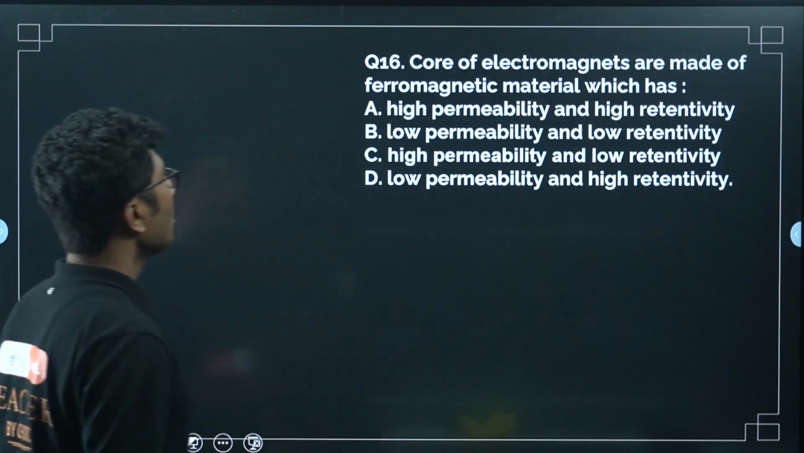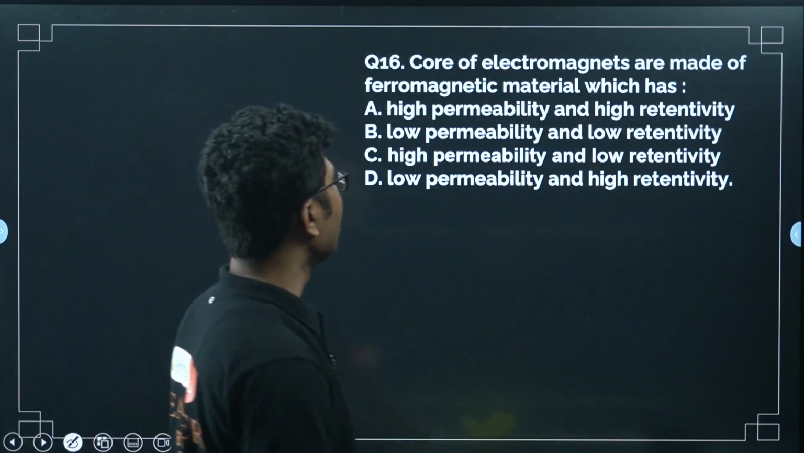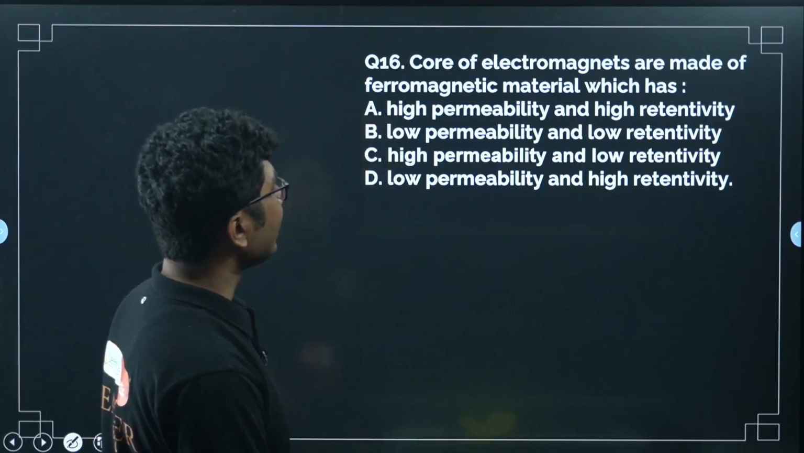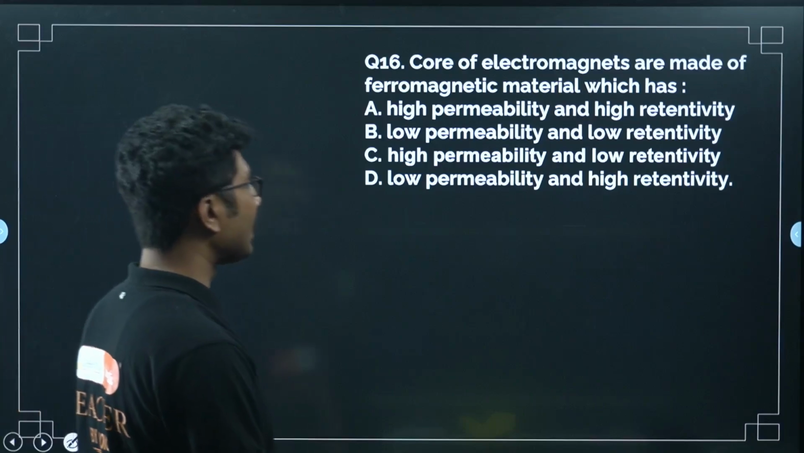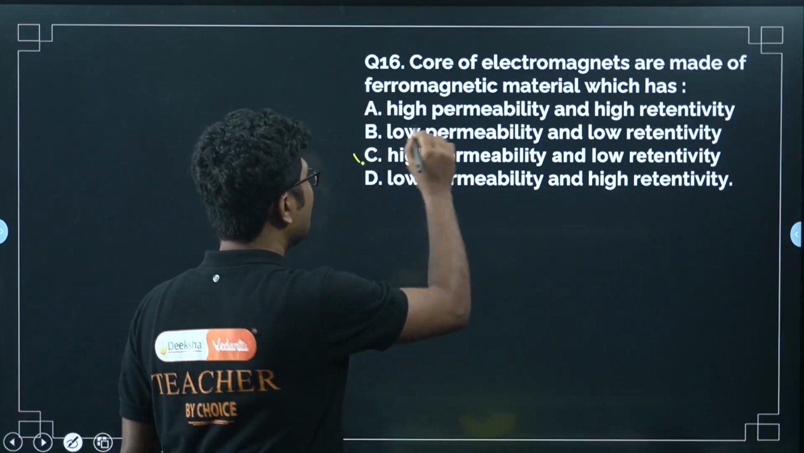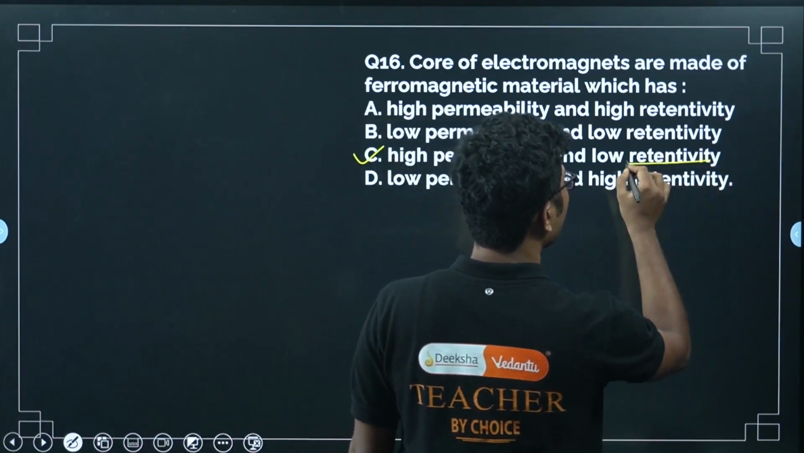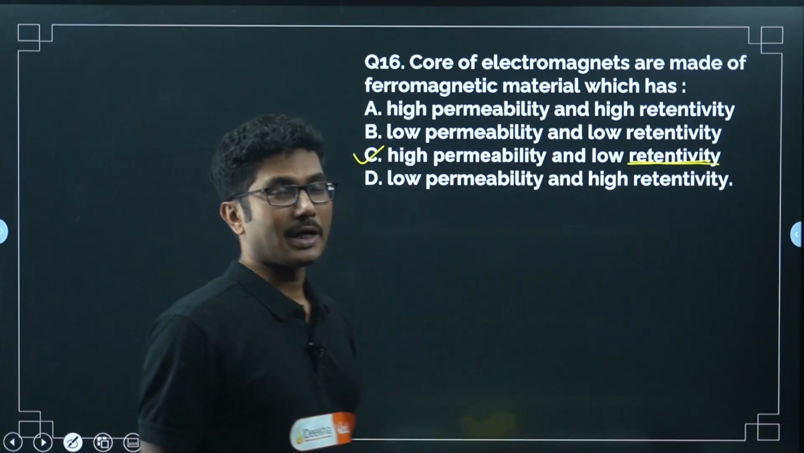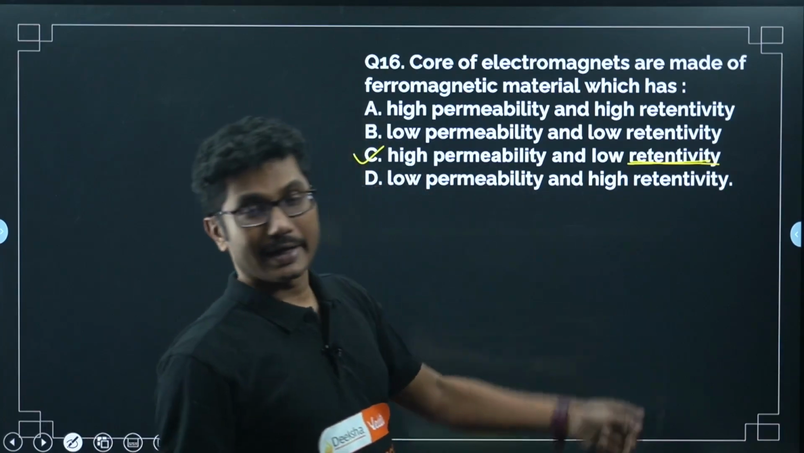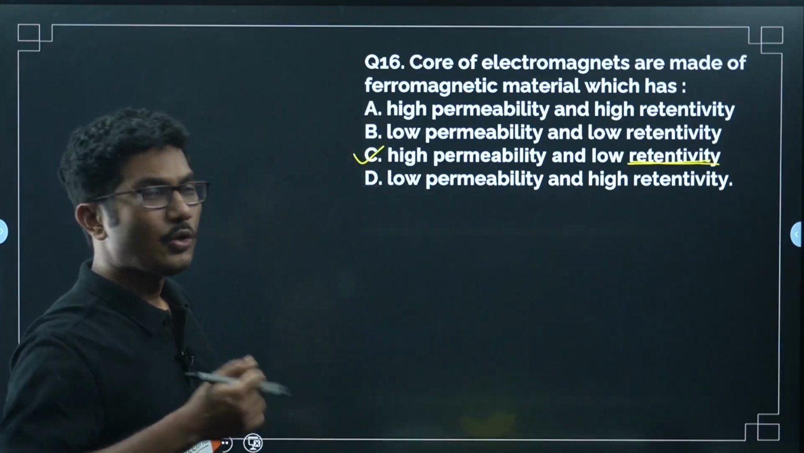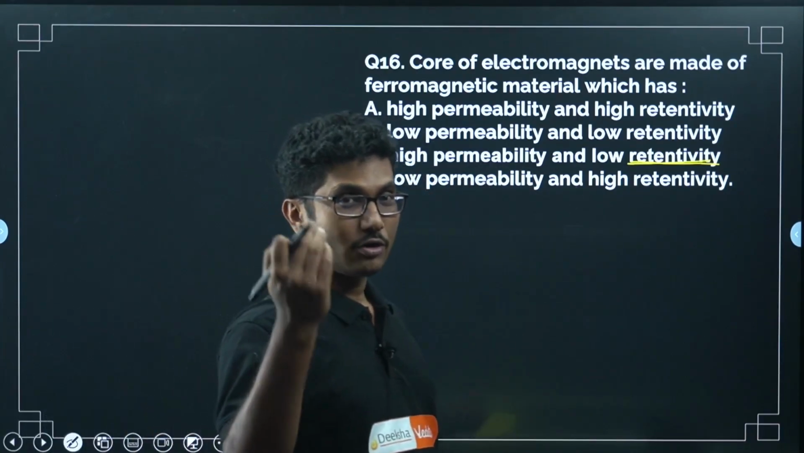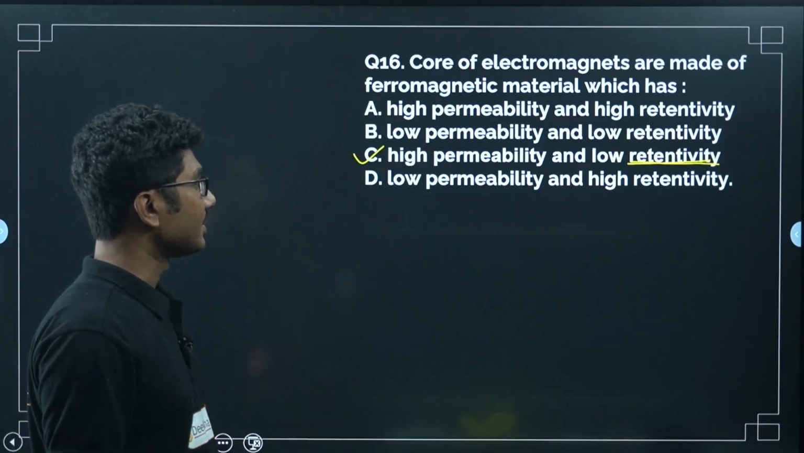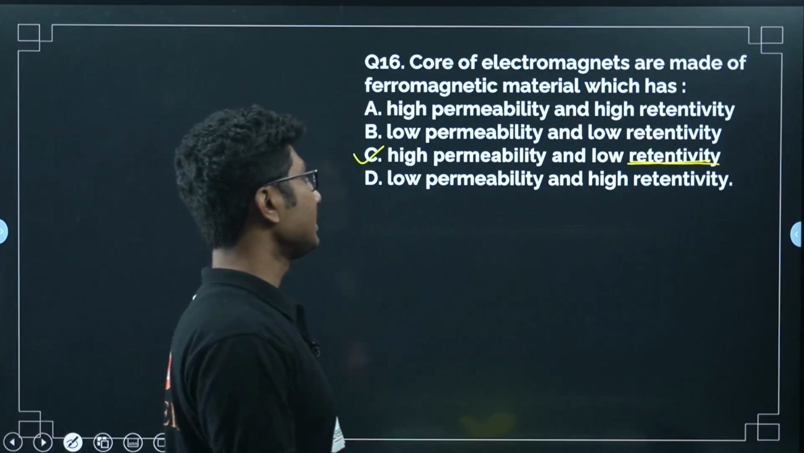Now let's move on. Cores of electromagnets are made up of ferromagnetic material which has high permeability, high retentivity, low permeability, low retentivity, high permeability and low retentivity. This is the answer. This term retentivity, hysteresis etc. is no longer part of the syllabus, but permeability is part of the syllabus. We know that the higher the permeability, you need less current to create a higher magnetic field. We have solved one numerical based on that. So this is still part of the syllabus, but retentivity is no longer part of the syllabus.